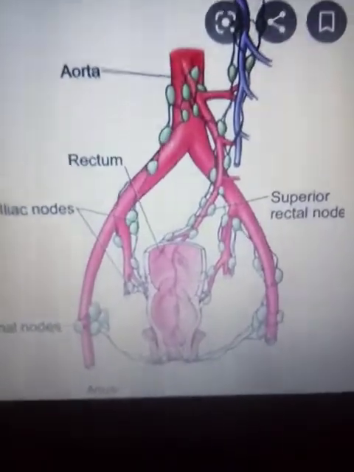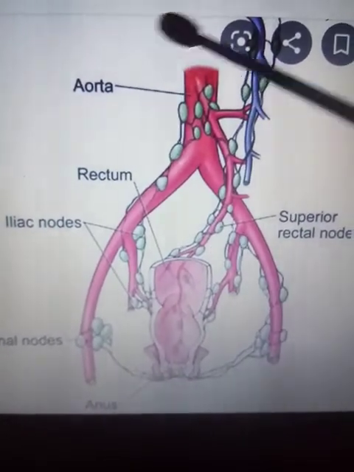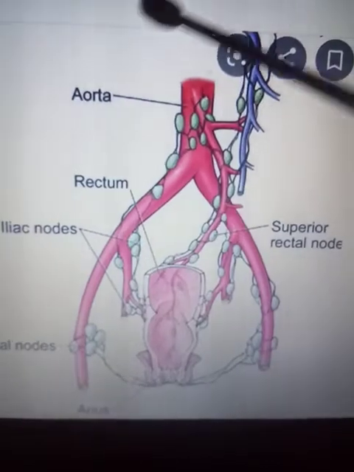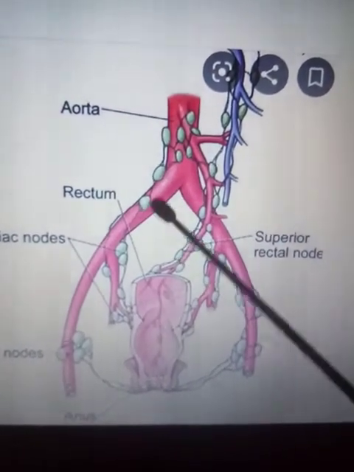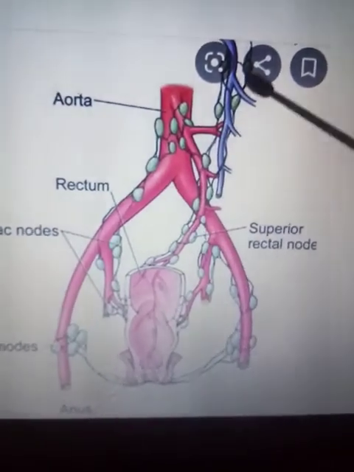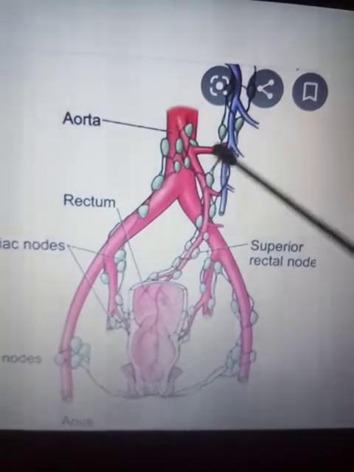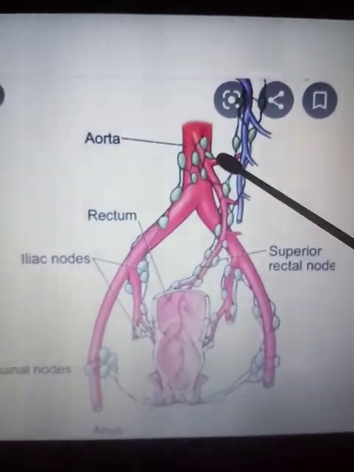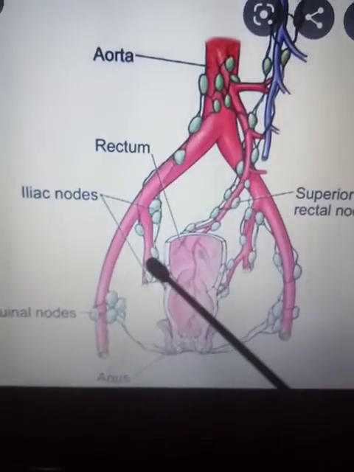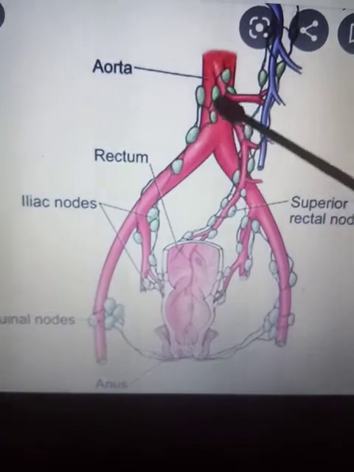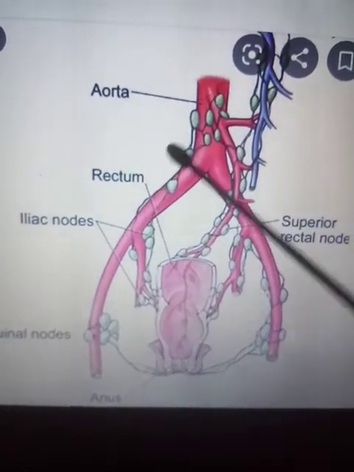Then for the lymphatics, more than half of the upper part of the rectum drains along the superior rectal vessels into the inferior mesenteric lymph nodes, and the lower part of the rectum drains into the internal iliac lymph nodes, moving along the middle rectal vessels.